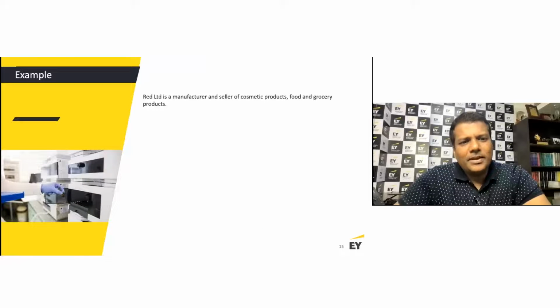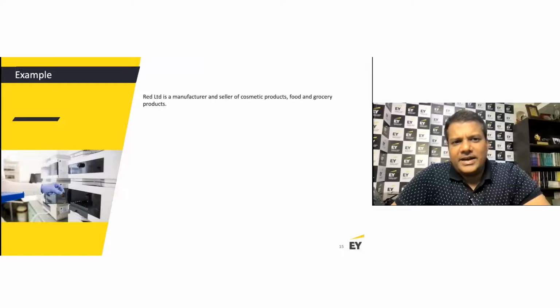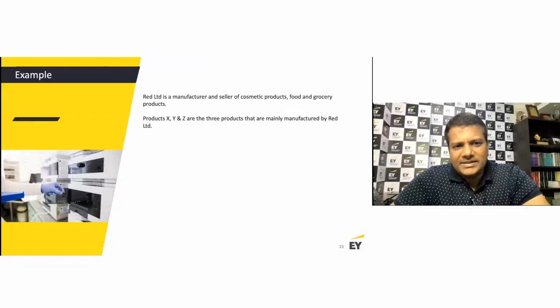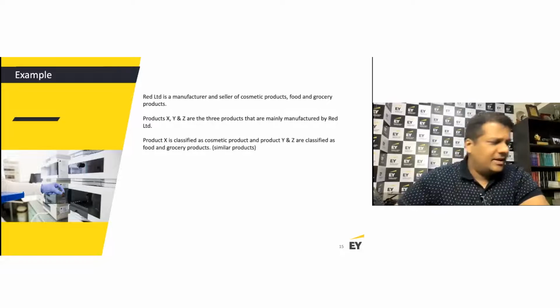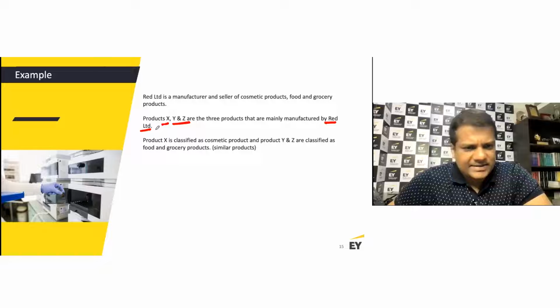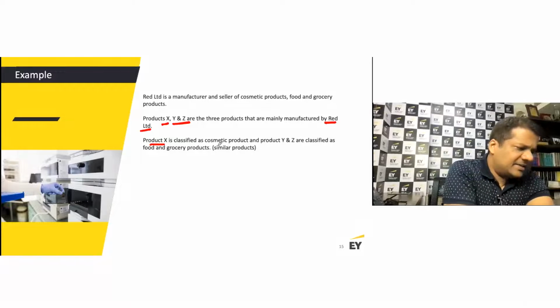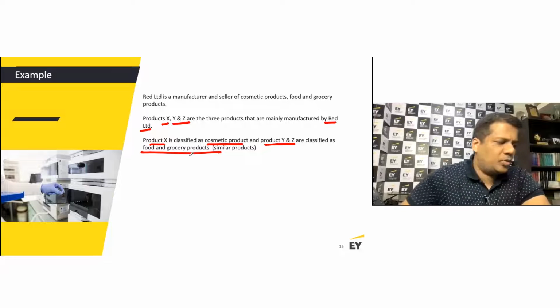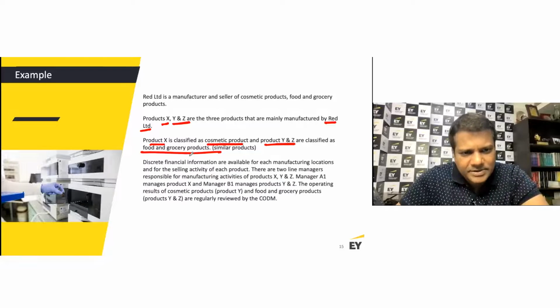Red Limited is a manufacturer and seller of cosmetic products, food and grocery products. Okay, so cosmetic and then food and groceries. And products X, Y, and Z are three products that are mainly manufactured by Red Limited. Now, product X is classified as a cosmetic product, and products Y and Z are classified as food and grocery products. They are similar types.